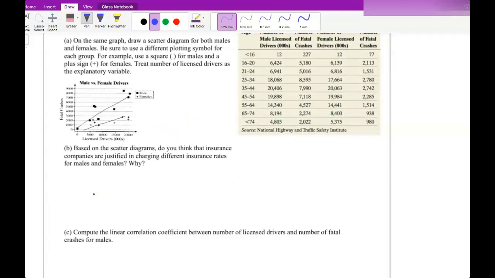Now part B, based on these scatter diagrams, do you think that insurance companies are justified in charging different insurance rates for males and females? Why? Okay, the answer is yes, because from the scatter diagram, males tend to have a higher fatal crash rate. So see, these points are on top, but these points are here under this straight line.